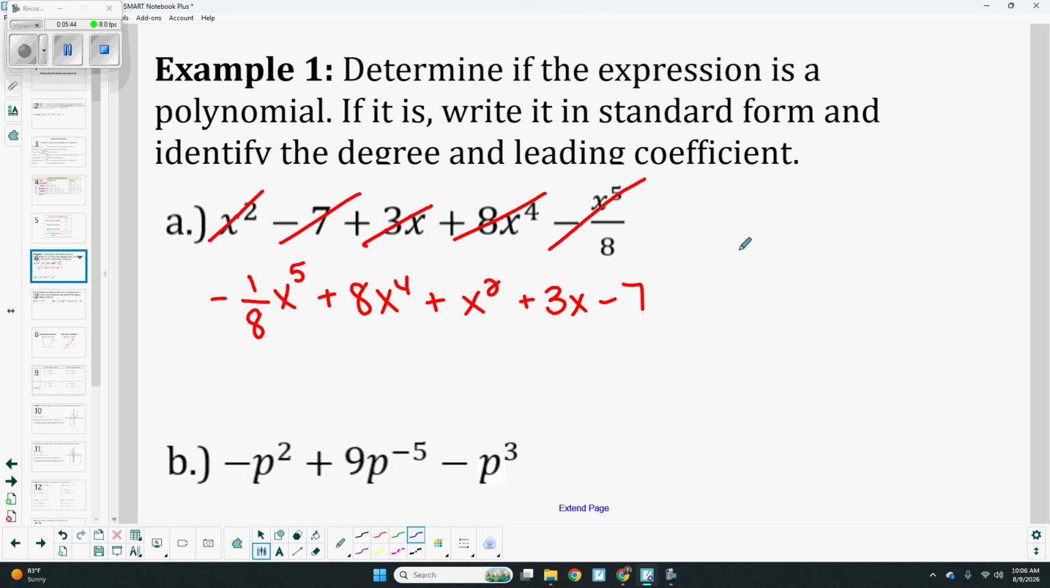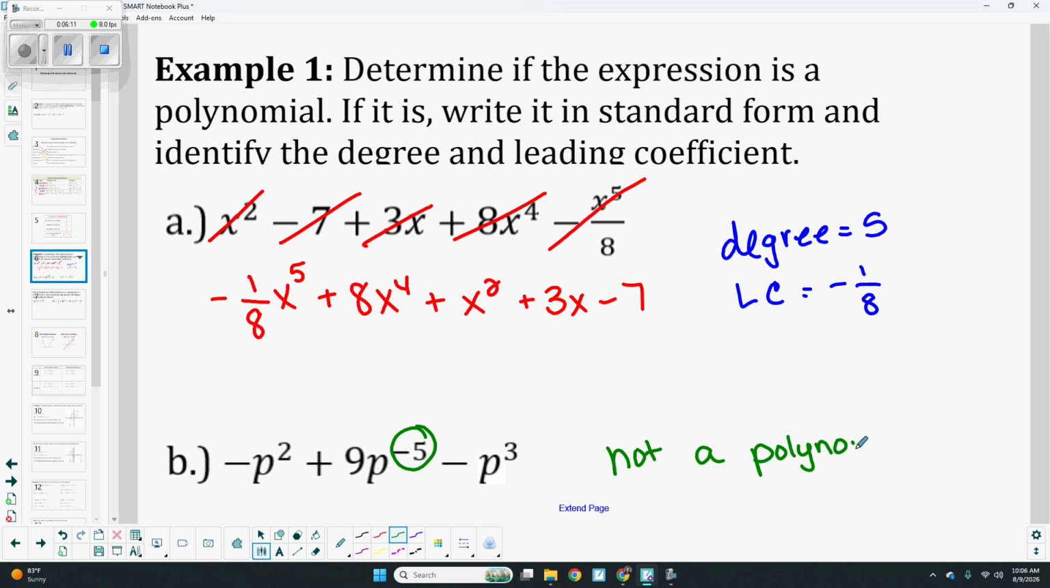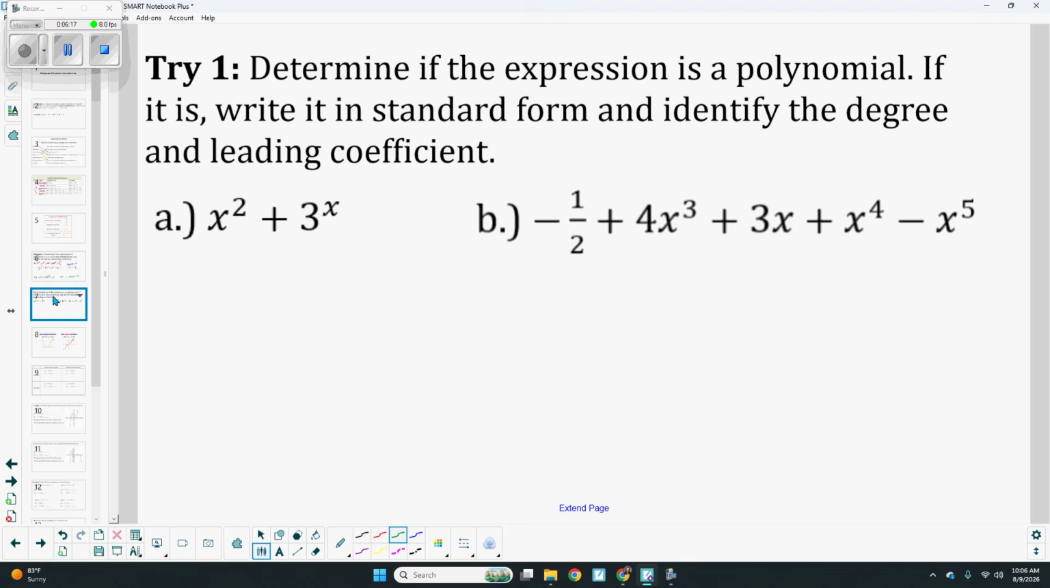So its degree, the highest power that we saw, was 5. And the leading coefficient, which I'll usually abbreviate to LC, the number in front of that term, was negative 1/8. We don't include the variable in the leading coefficient. For B, positive whole number, negative exponent, so no, not a polynomial. We don't have to put it in standard form because it's not a polynomial. So here's one for you to try. You can pause. Answers are posted on the blank notes in Google Classroom.